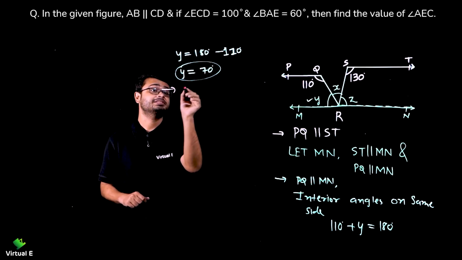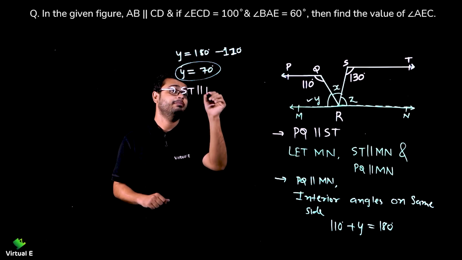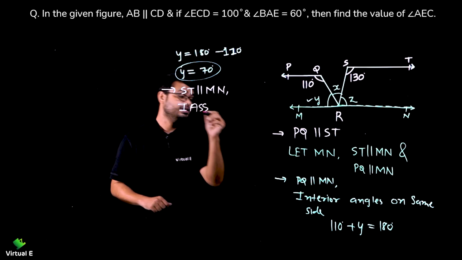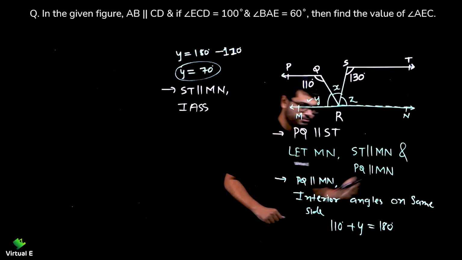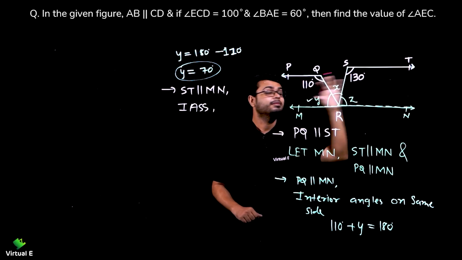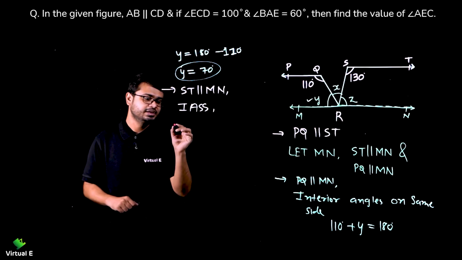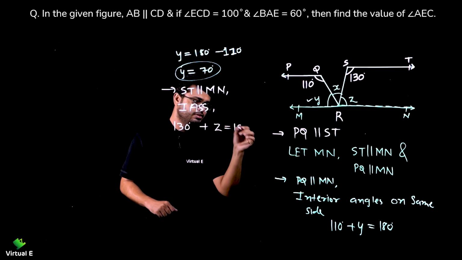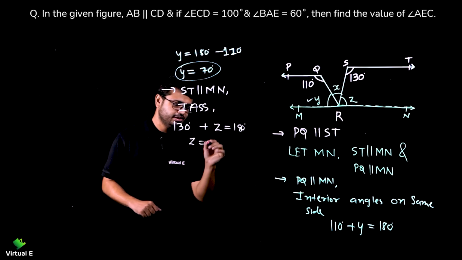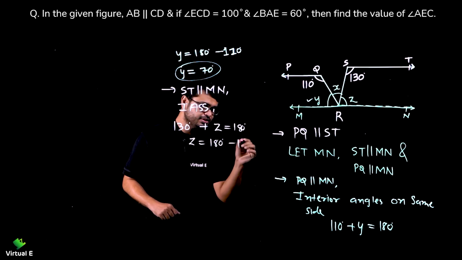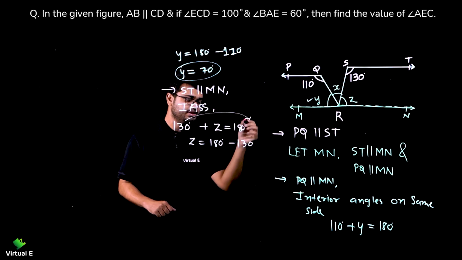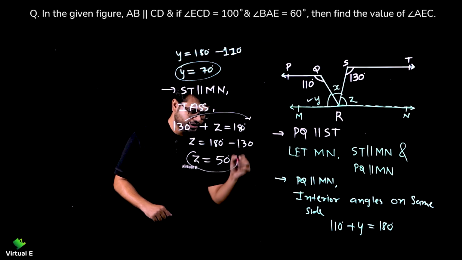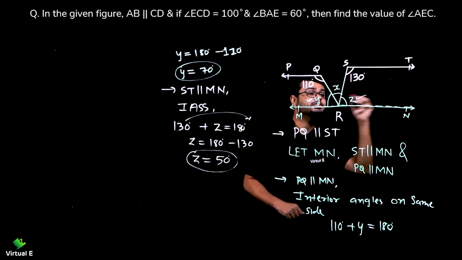So now which 2 lines are we going to take parallel? We are going to take ST parallel MN. Done. Now here again IASS, interior angles on same side, right? Now if I add them up, I'm going to get what? 180 degree. So let's write 180 degree plus Z is equal to 180. So Z is equal to 180 degree minus 130. Why? Because if you shift over there, it will be negative. So 50 degree is the value of Z. So we have this angle as well.